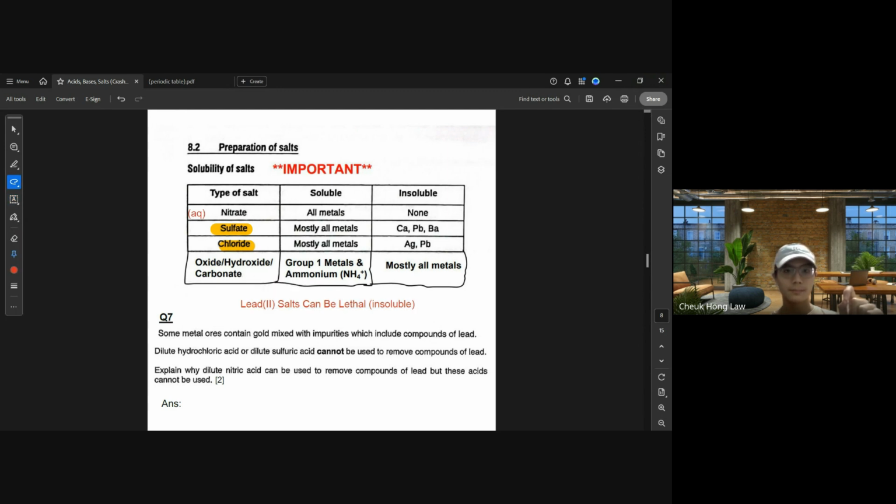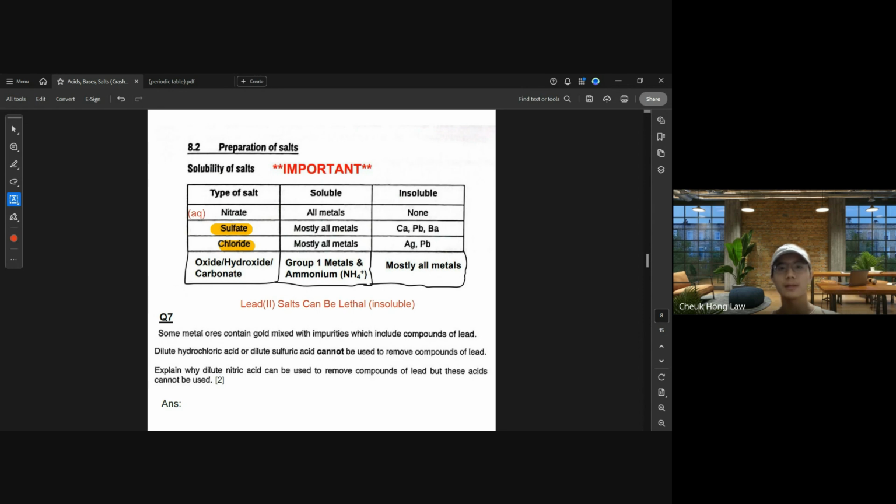Lead 2 chloride and silver chloride, they are insoluble in water. Then everything else, all the other chlorides, they're all soluble. Okay, then next we have can be lethal. So can be lethal, we have C, B, and L. C is for calcium, B is for barium, L is for lead. So your calcium sulfate, lead 2 sulfate, and barium sulfate, they are all insoluble. These are the 5 insoluble salts that you really have to remember.